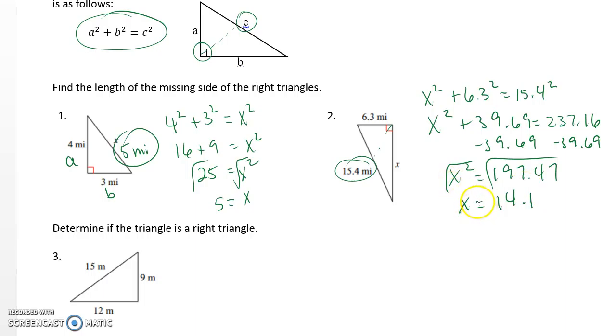Now, because I have to round that number, sometimes you'll see them use the approximation symbol. And again, that will be in miles. So we have 14.1 miles.